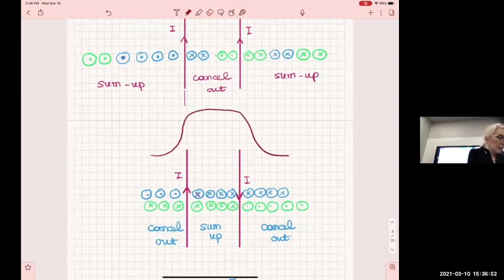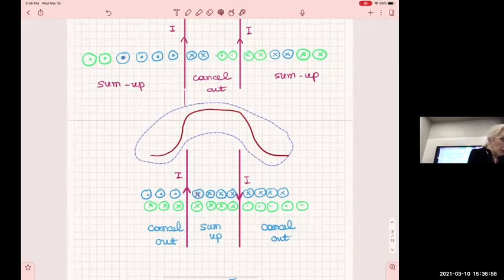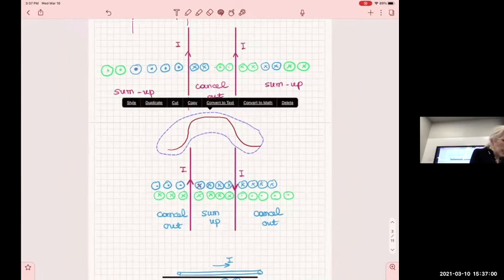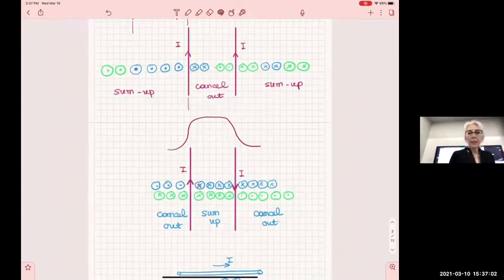Something like that, you see? So it's not going to be an abrupt cancellation, but it's going to look like this. And then it keeps going down to very low levels.